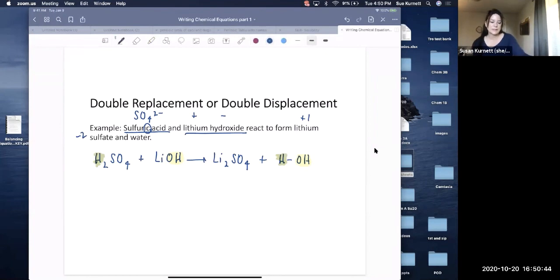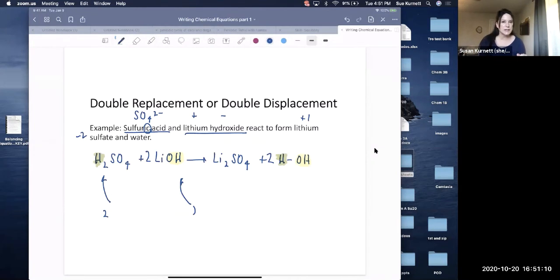It's double displacement, so I can jump in anywhere. But I think for balancing acid-base reactions, the best thing to ask yourself first is how many waters can I make? This acid can make 2 waters because it has 2 acidic hydrogens. This base can make 1 water because it has 1 hydroxide. So let me shoot for 2. I want to make 2 waters.